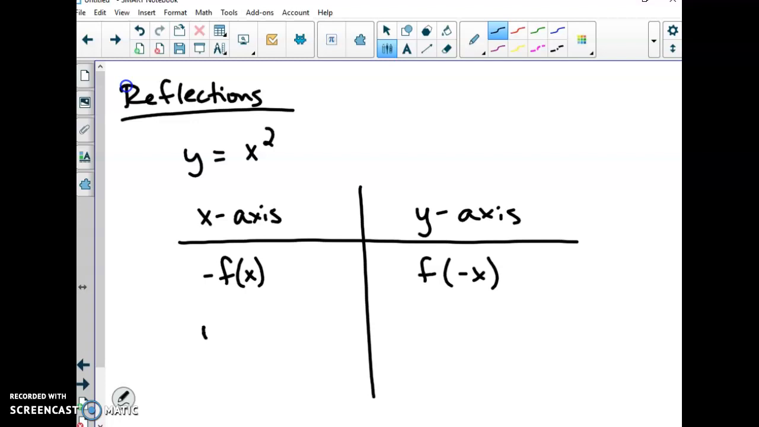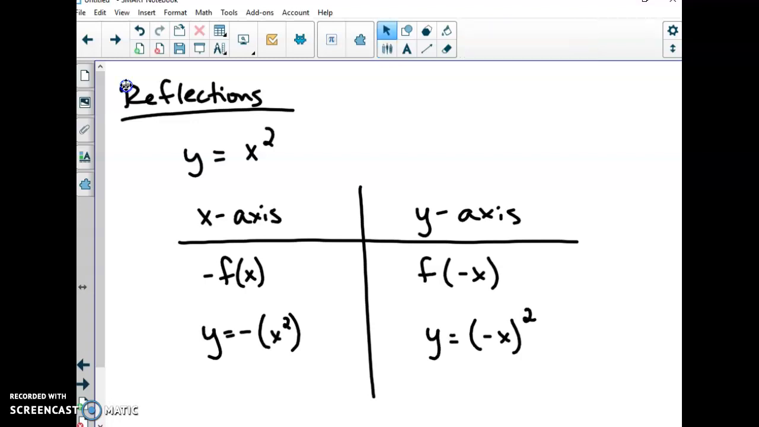So if I'm looking at my parent function there of y equals x squared, if I want it over the x-axis, it's going to be negative, parenthesis, x squared, close parenthesis. If I want it over the y-axis, how this is going to differ is I'm going to have negative x, close parenthesis, squared. So it's just determining where that negative is actually going to affect it.